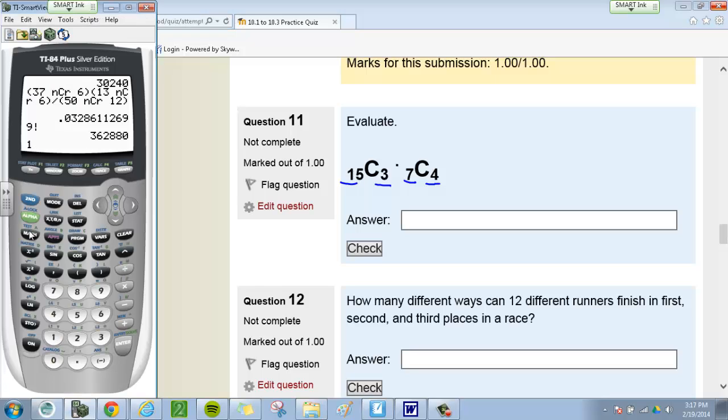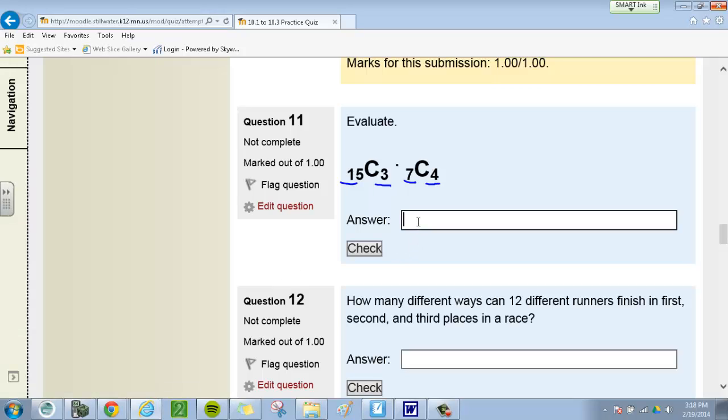We just want to bring out our calculator and plop those things in there. So we got 15, we're choosing 3. Oh, I should have put a 15 in there, shouldn't I? Second, insert 5. There we go. And then multiply that by 7, choosing 4. Push enter to that, and we got 15,925. Let's see how we do on that one.